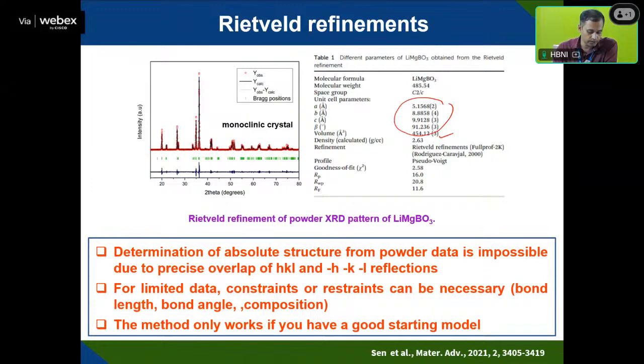You can do this using analysis software, such as FullProf or some other technique, to identify the crystal structure. The determination of an absolute crystal structure from powder data is quite difficult because of the overlapping of hkl reflections, and you have limited data. For limited data, constraints on bond length, bond angle, and bond composition are sometimes necessary. The methods work only if you have a good starting model. These are some of the drawbacks of this analysis. If you don't have a good model, you will end up with a wrong result.